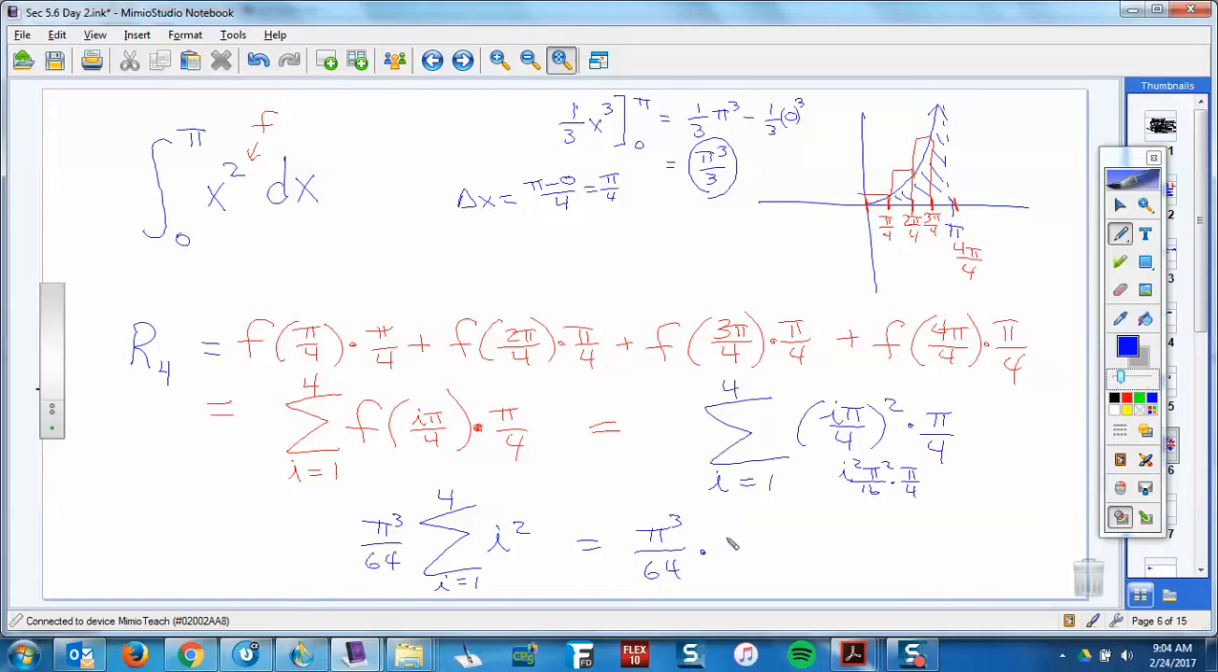N, and what's our N here? 4. It was N times N plus 1. No. Oh, was it? Yeah, you're right. N plus 2 is 6 all over 6. So that came from our sigma i squared formula. So 6 cancel 6. We got 4 times 5 is 20. 20 would reduce, well, let's see, the 4 would reduce with the 64, that'd be 16. So wouldn't it be 5 pi cubed over 16?